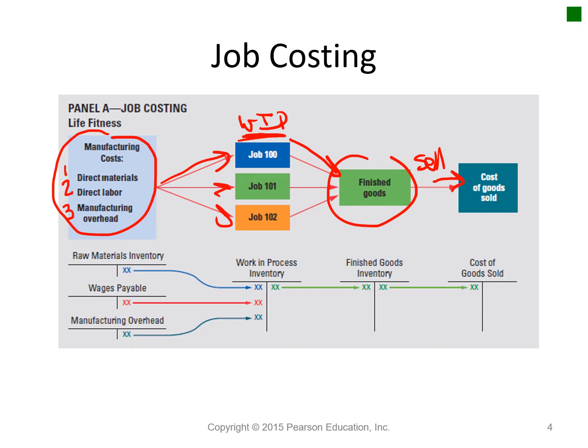Down below, here are your T accounts. Again, product cost number 1. This is your direct labor, number 2, number 3. I don't know why they put wages payable there. They should just put direct labor. But everything here flows to work in process. It flows to WIP or to finished goods, and then it flows to cost of goods sold. That's pretty much going to be the same for process costing as well, except for how you actually come up with the cost.